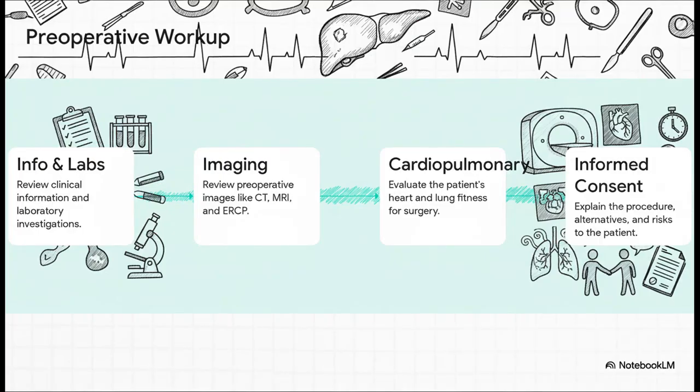Yes, this is the kind of systematic approach we need to see. You start with the basics: history, labs, imaging. Then you have to ask, is this patient fit enough for this huge operation? That's your cardiopulmonary review. And only then do you move on to that absolutely critical discussion for informed consent. You can't skip any of these 4 pillars.